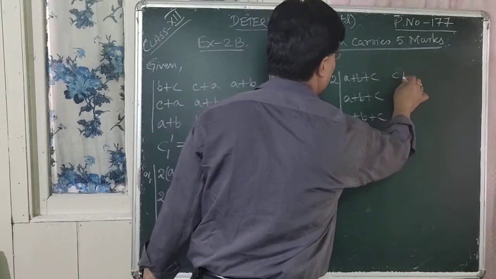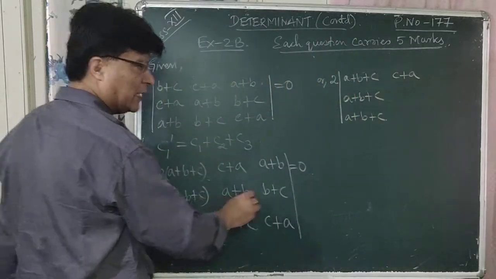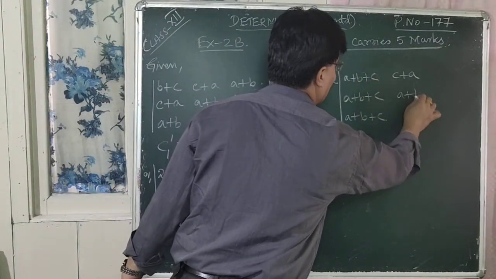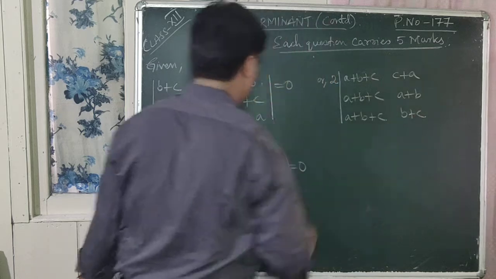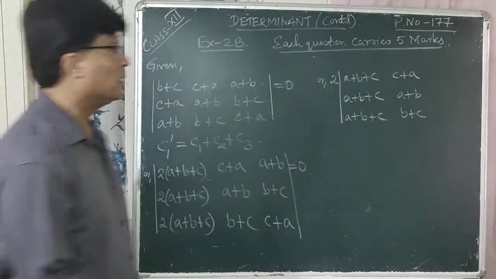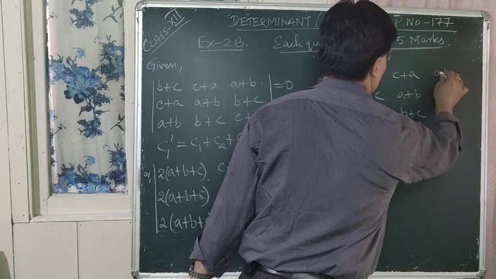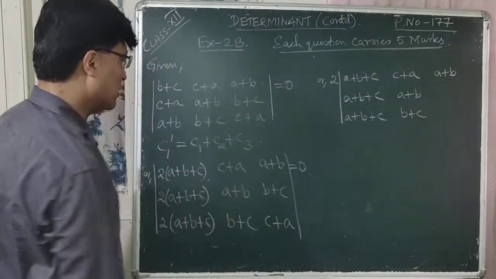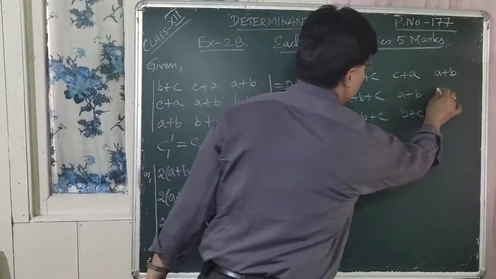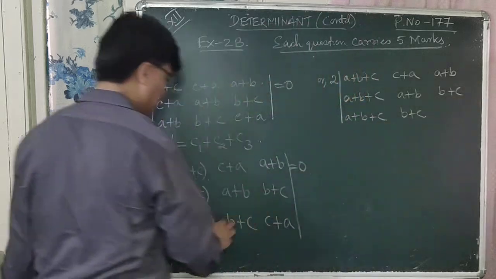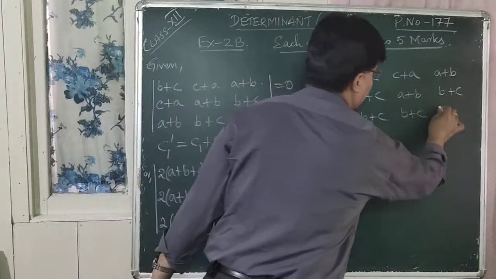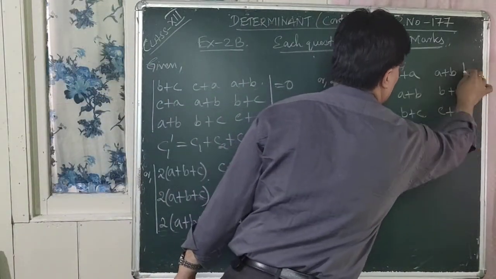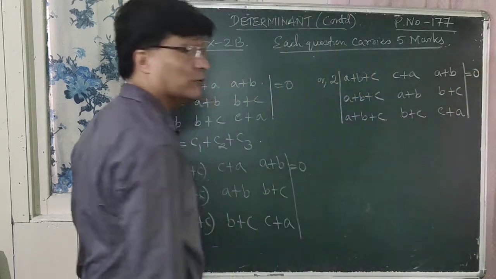Second column remains the same. That is, it is C plus A, A plus B, and B plus C. Next, the third column: A plus B, then comes what? B plus C, then it is C plus A, which is equal to 0.